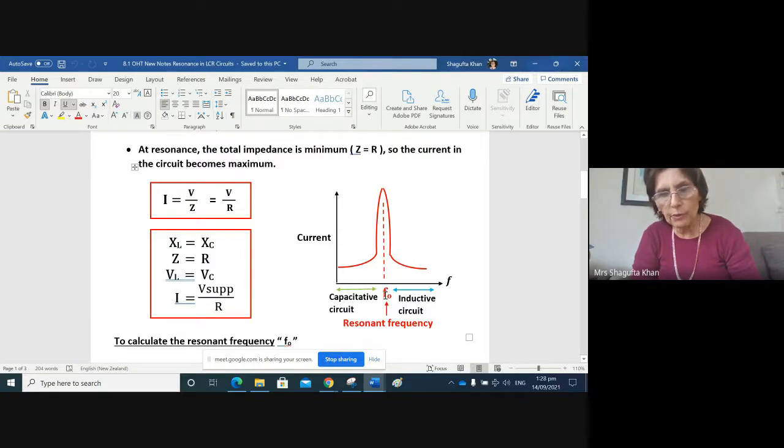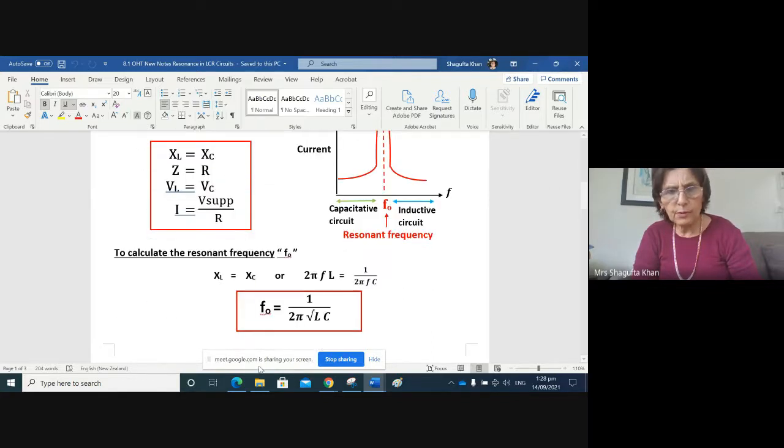But at that particular frequency, when XL and XC are exactly equal, that is called the resonant frequency. Now, if we want to calculate the resonant frequency, we have to make XL equal to XC. You use these formulas and you come up with this formula. But that formula is not given in the test or at the exam. So you have to remember that XL is equal to XC and then do all these changes and calculate the frequency from these formulas over here. These formulas are given, but not this one.